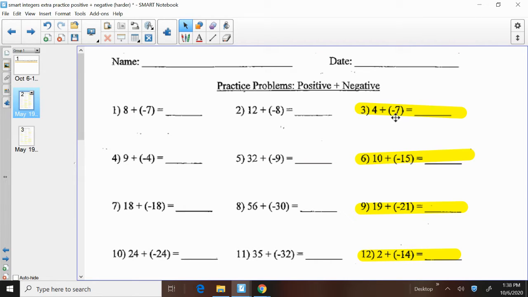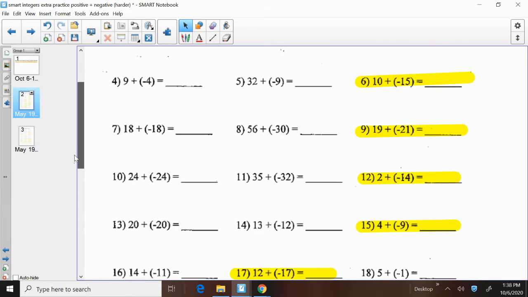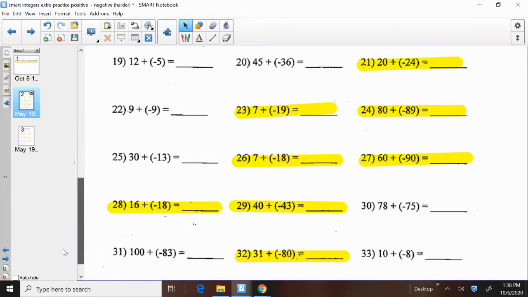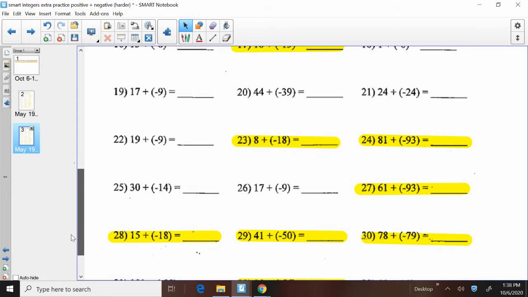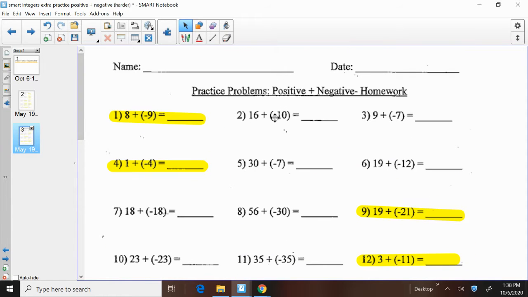So you're only going to be responsible for the problems that are highlighted in yellow on this class worksheet and the home worksheet. So in other words, if it's not highlighted, you don't have to do it. So you wouldn't be doing problem 2, 3, 5, 6, 7, 8, because we already did those before. We're going to do these ones highlighted that are more difficult.